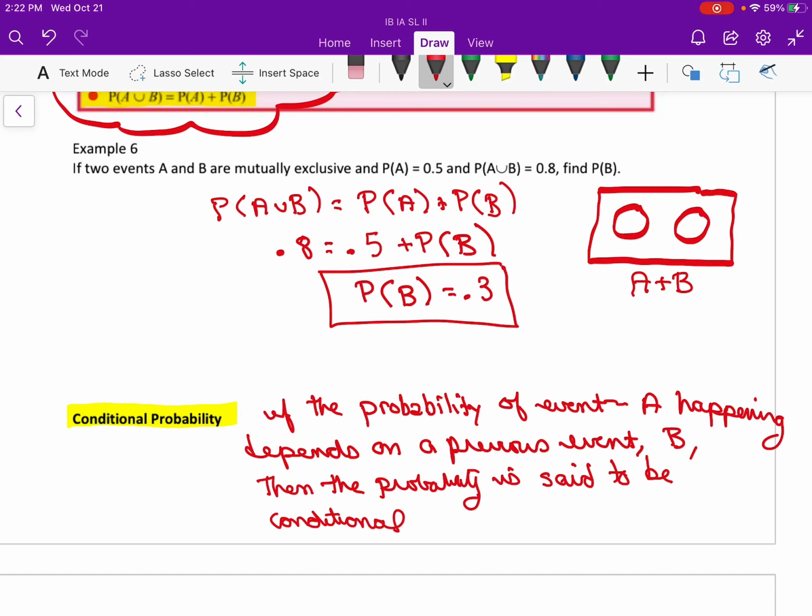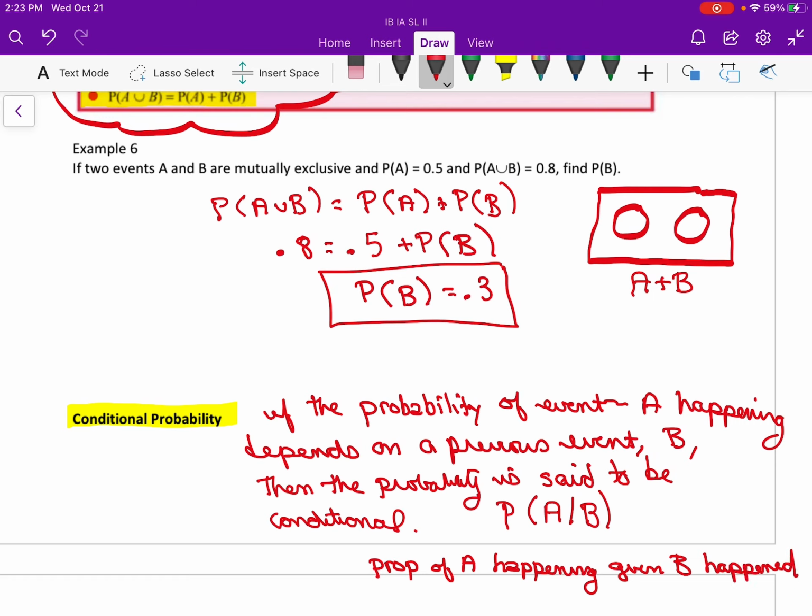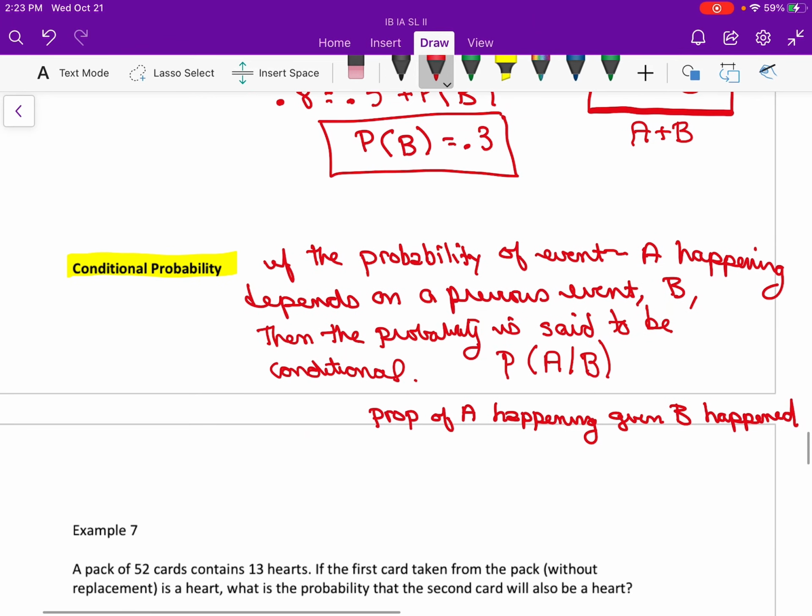All right. So if the probability of event A happening depends on a previous event B, then the probability is said to be conditional. This is written as P of A conditional on B. So the probability of A happening given that B has happened. Okay, it sounds confusing, but I think when we put an example to it, it'll make a little more sense.